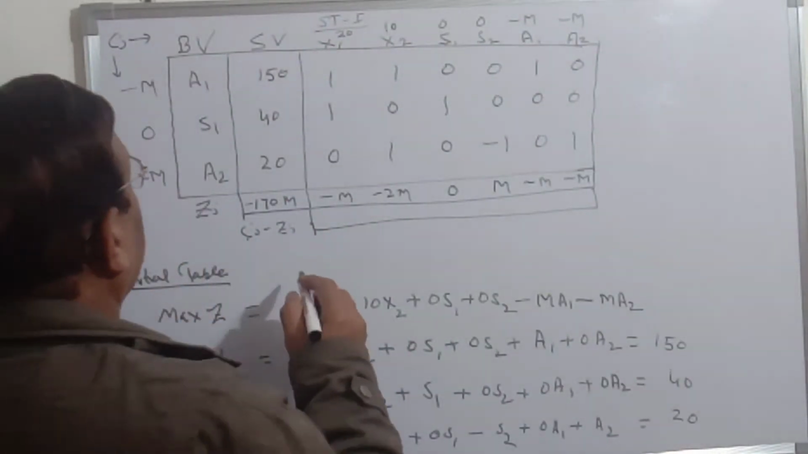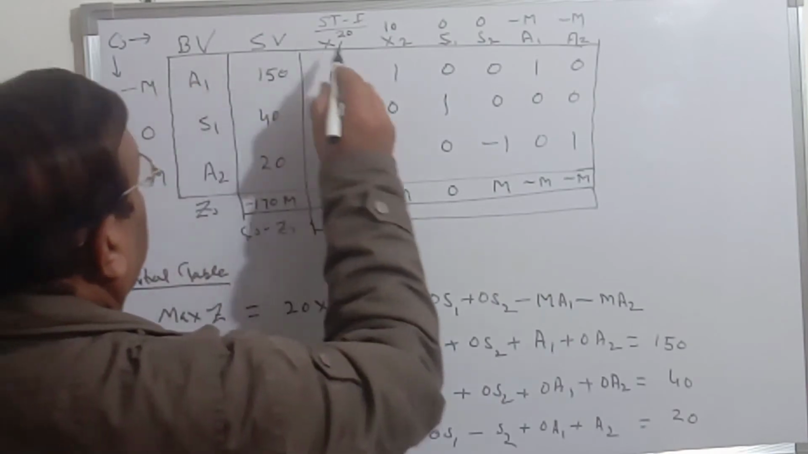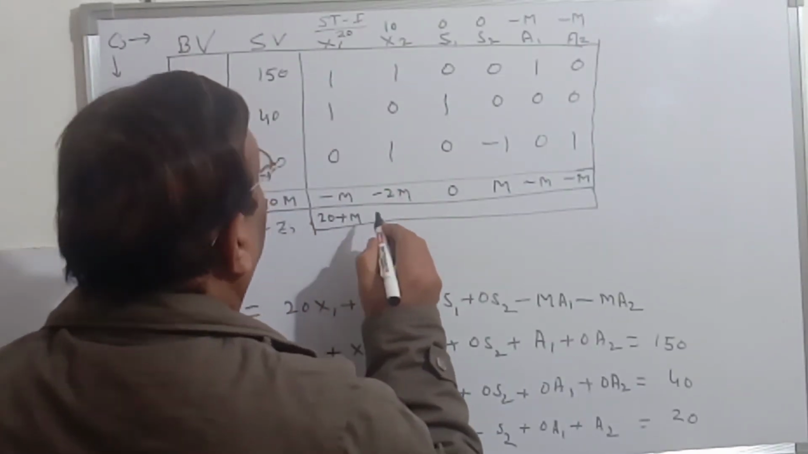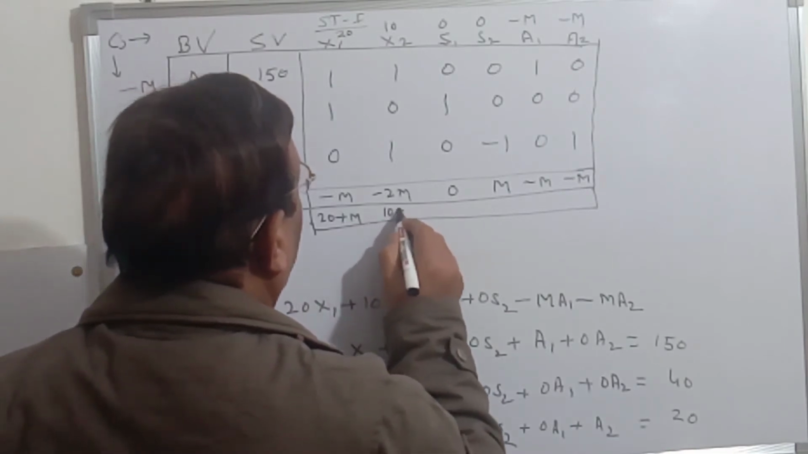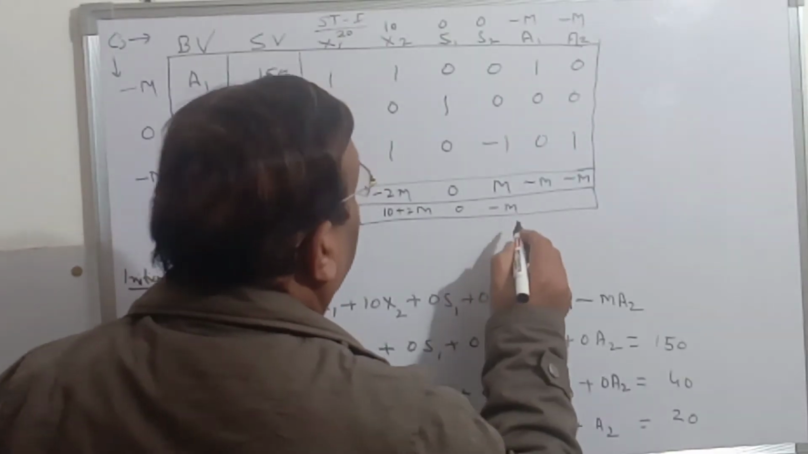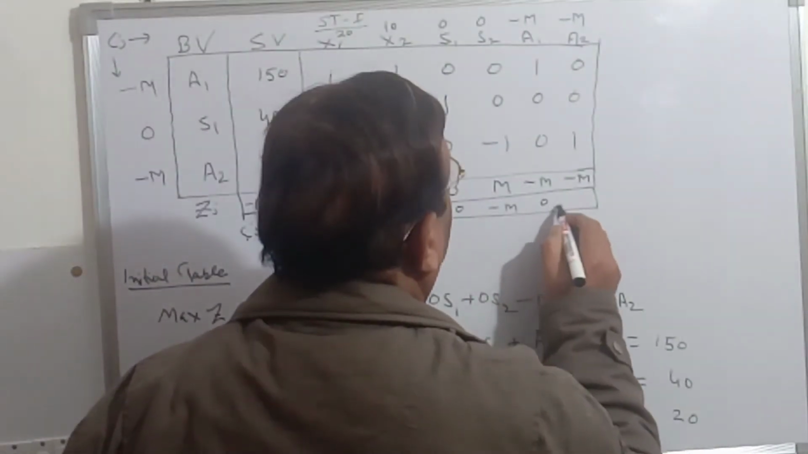CJ minus ZJ. CJ, this is CJ. 20 plus M. This is 10 plus 2M. This is 0 minus M. It is 0. It is 0.